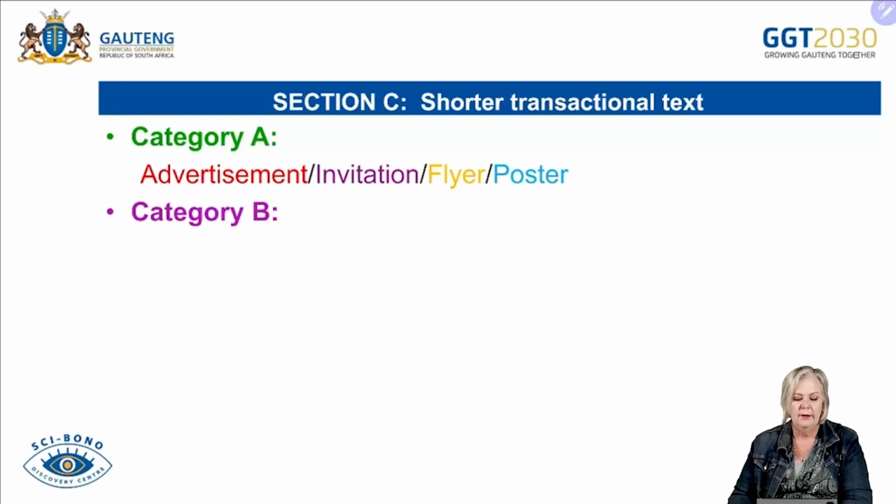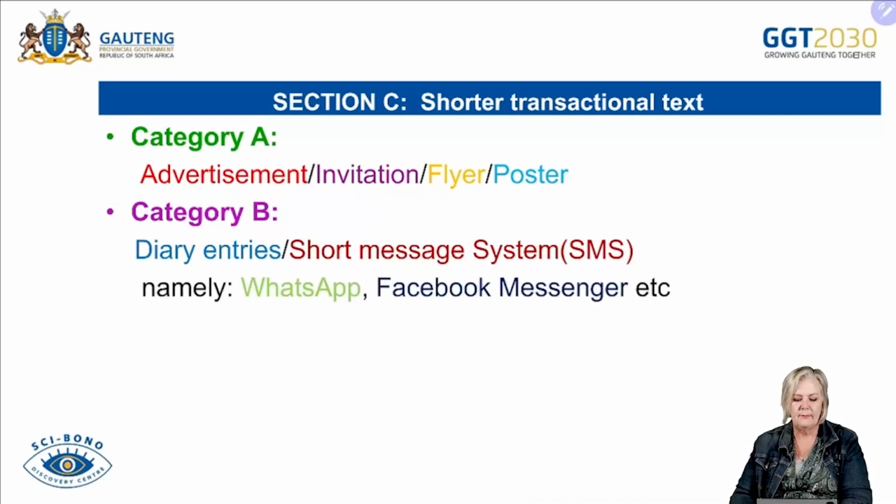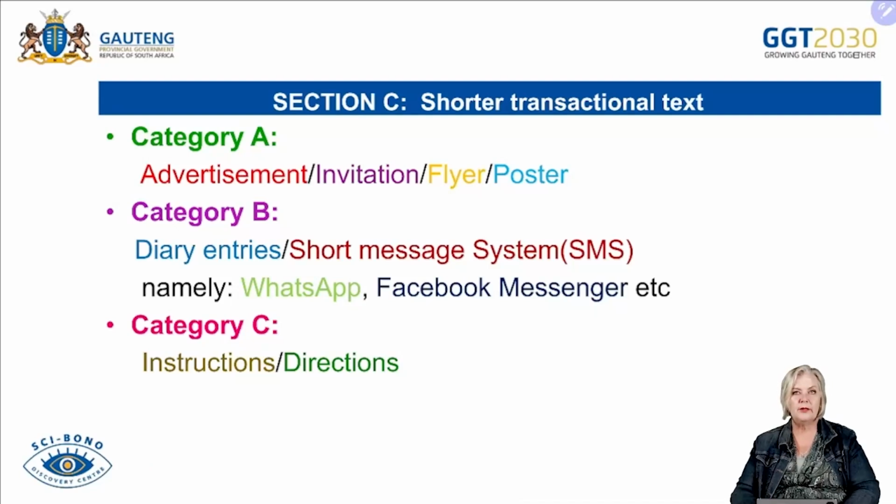Category B would refer to diary entry or a short message system or an SMS, as you might know it. WhatsApp, Facebook Messenger, Snapchat, what is that other one? Twitter, those are all short messages. And then category C, you get instructions and directions.